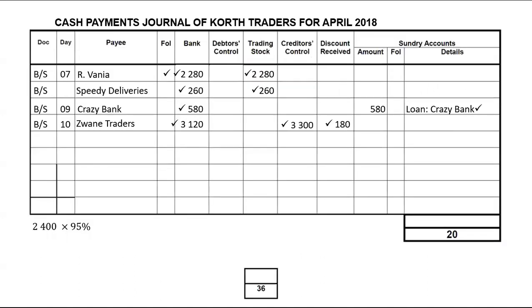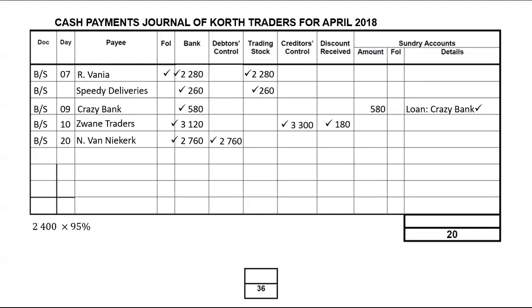All right, so we'll have BS, day will be the 20th. This was from Anne van Niekerk, and the bank will have 2,760, and under debtors control will have 2,760. Note, any payment made by a debtor. Remember, when a debtor makes a payment to us, we record it in the CRJ.